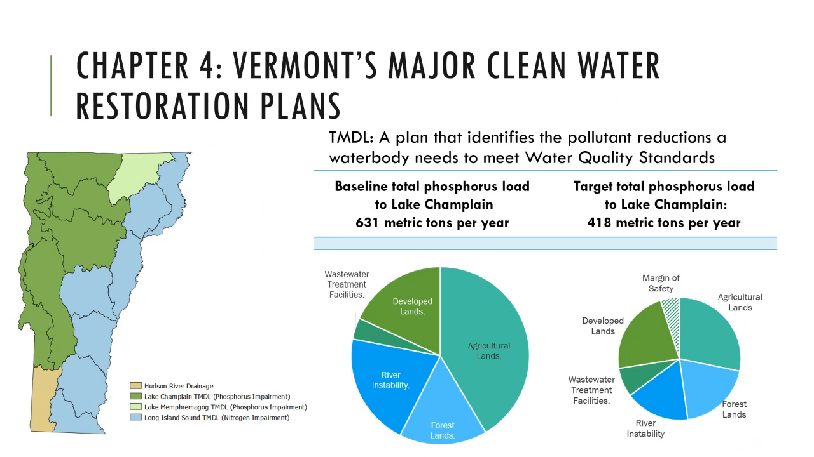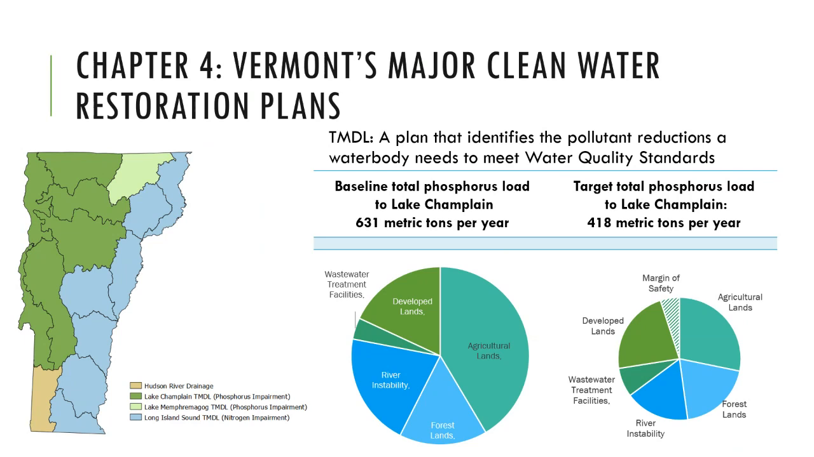So the map to the left shows the larger scale TMDLs. The two water bodies in green, the Lake Champlain TMDL, and the light green is the Lake Memphremagog TMDL. They are both impaired for phosphorus, so the phosphorus is the main nutrient of concern there. While the Long Island Sound is impaired for nitrogen.